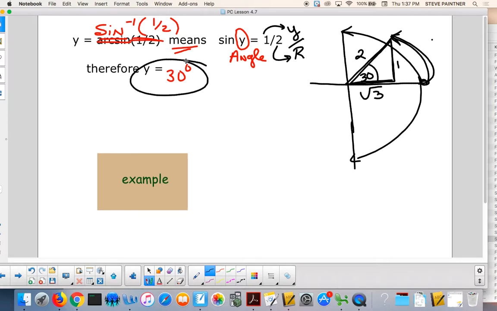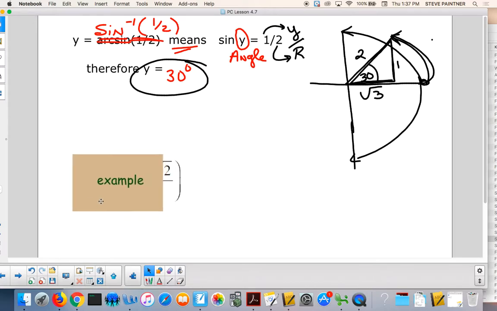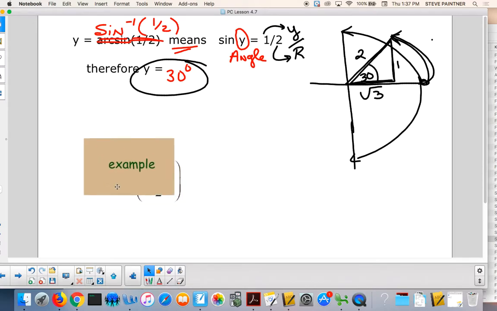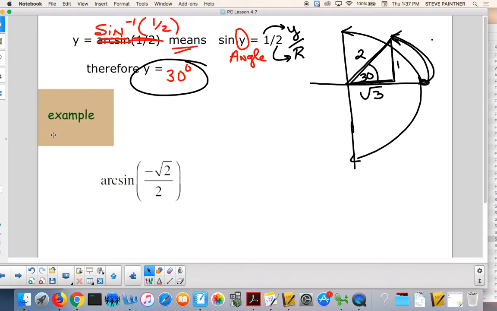So when you are asked inverse sine, inverse cosine, inverse tangent, I want the angle. That's what I want. Do you have questions? Do it. Inverse sine of negative square root 2.